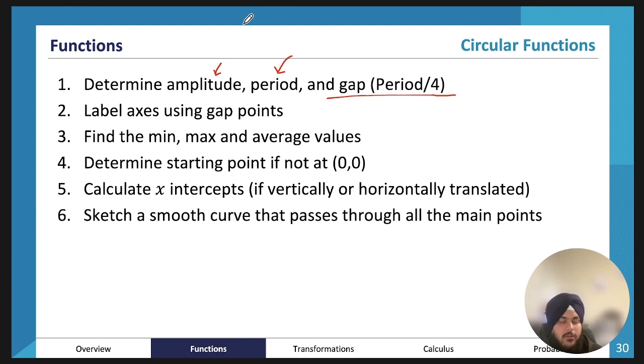And then you need to calculate the x-intercepts. The x-intercepts are really important to label, as well as the y-intercepts. You need to be able to not only calculate the x-intercepts by solving, which we'll have a look at in a few slides, but also plot them onto the graph. And lastly, you need to sketch a smooth curve that passes through all the main points.